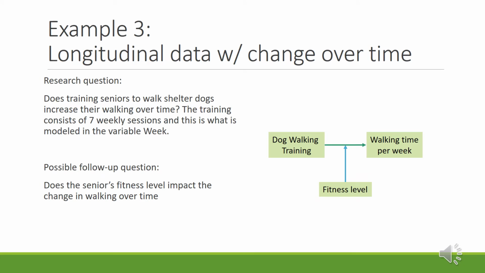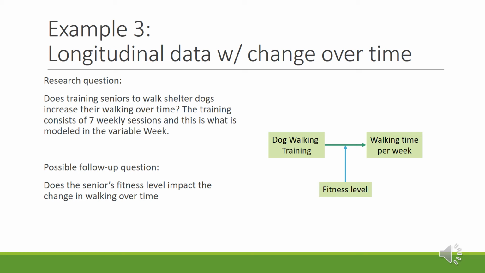So this is example 3, and this is more of a traditional growth model. The research question here is, does training seniors to walk shelter dogs increase their walking over time? The training consists of 7 weekly sessions, and the time variable is week in this case. So we're looking at whether, with more training on walking dogs, the seniors are walking more. And then there's a possible follow-up question: does the seniors' fitness level impact the change in walking over time?